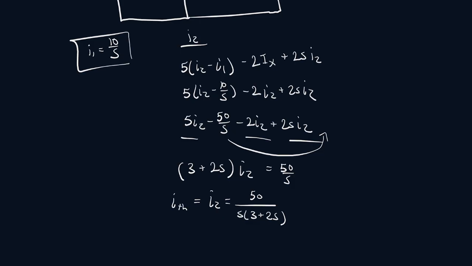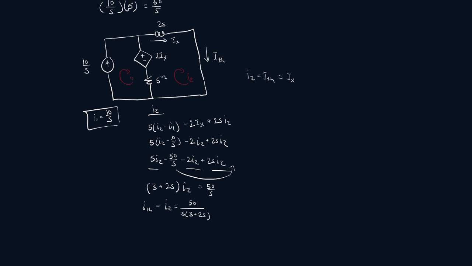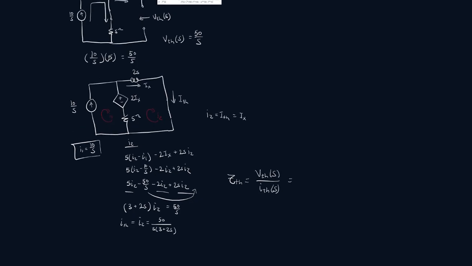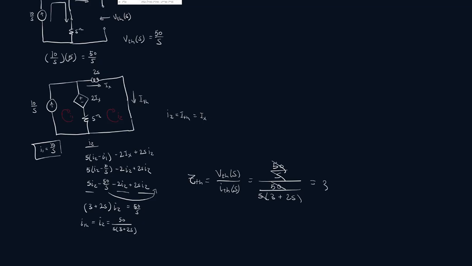And now we have enough information to find the Thevenin resistance, or Thevenin impedance in this case. It's pretty much going to be your V Thevenin over your I Thevenin. So your V Thevenin was 50 over S. Your I Thevenin will be 50 over S times 3 plus 2S. This cancels out, this cancels out. So this is just 3 plus 2S.